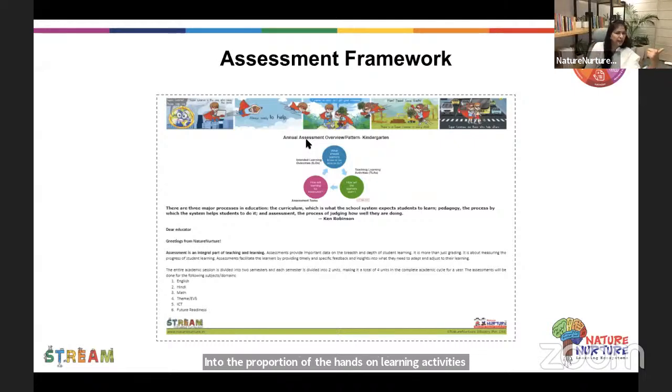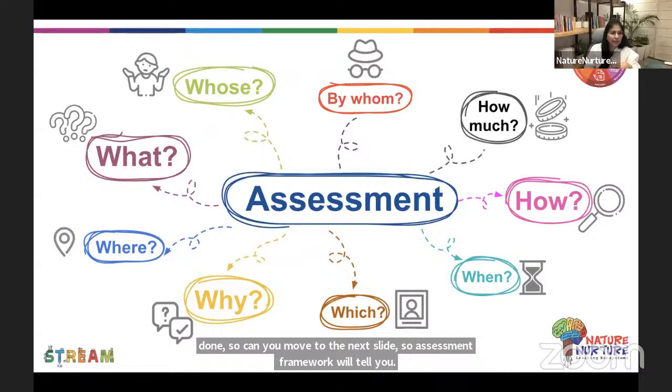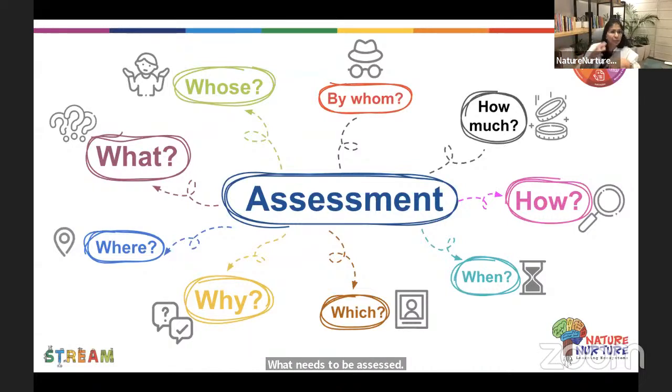So can you move to the next slide? The assessment framework will tell you what needs to be assessed, where it is going to be assessed, whether it is going to be assessed on the LMS or through pen and paper, and why it needs to be assessed.